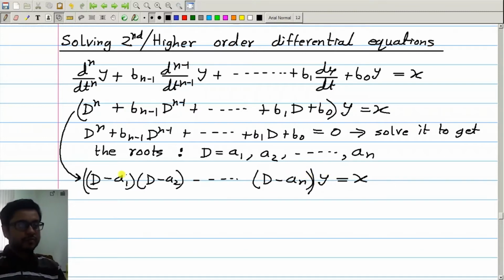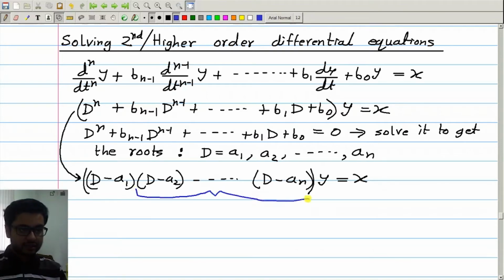Okay, now let me call this part together with y, this is equal to z.